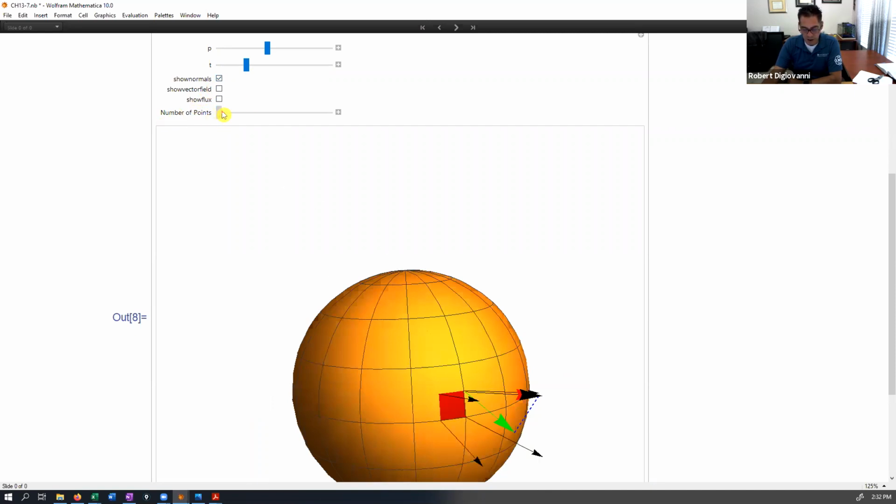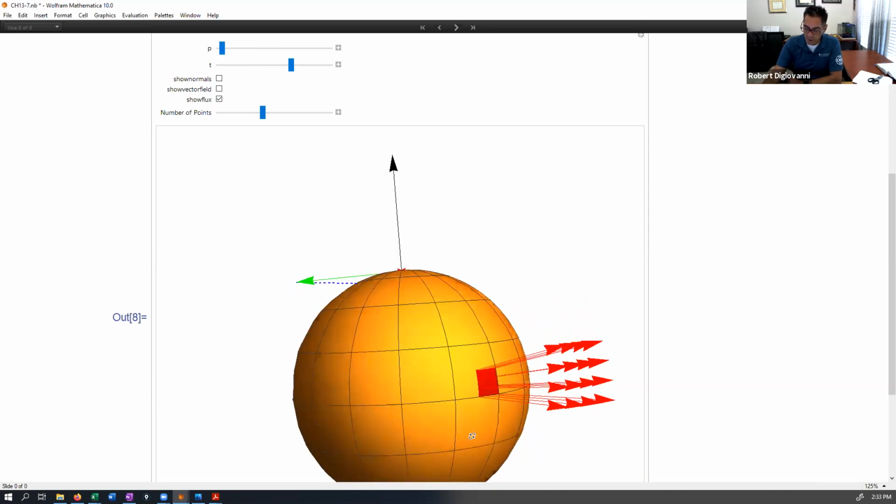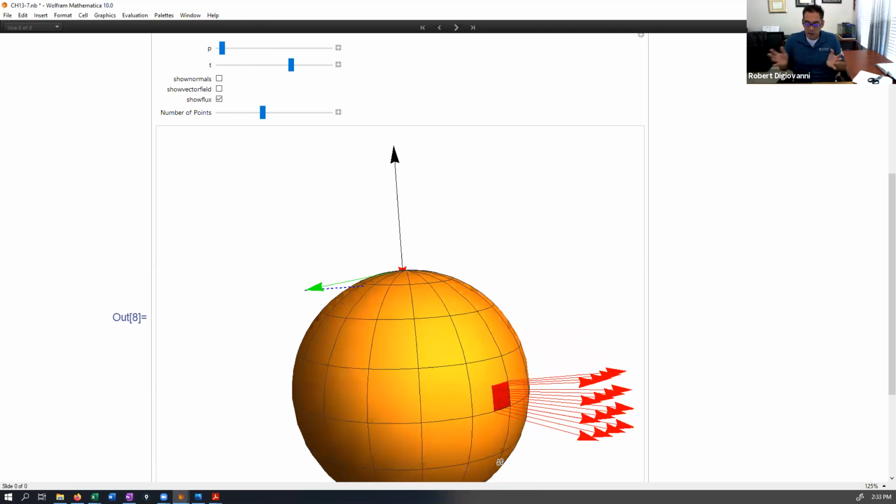Here it is at a few points. What I'm showing you right now are just the normal vectors. Here are the field vectors for each of those normals. And then here's the projection of those onto the normals. Let me take everything else out except for that projection vector. So basically that red is representing the flux, the flow out away from that surface, perpendicular, orthogonal to the surface.